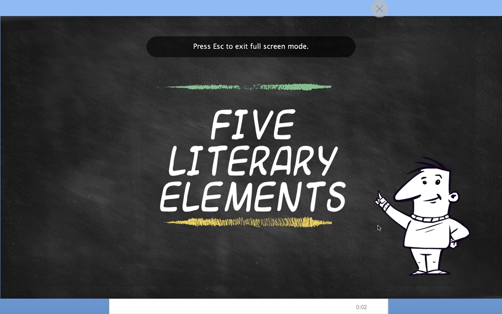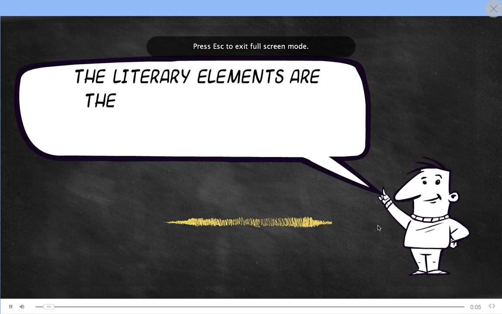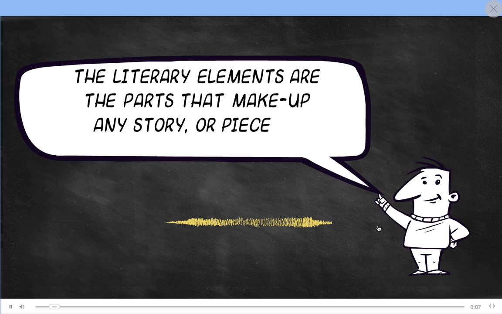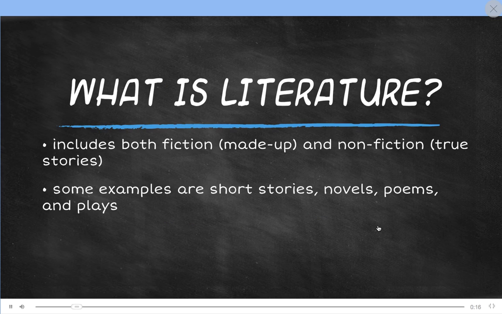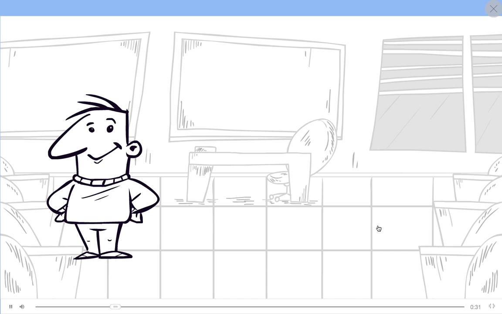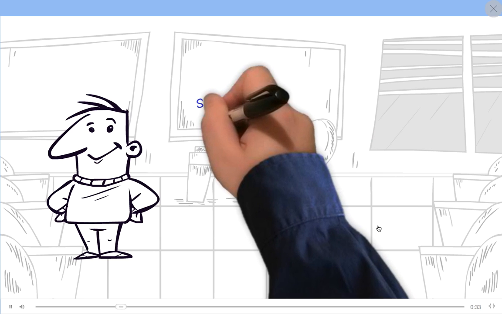So the literary elements are really just the parts or pieces that make up the literature that we read. I think the next big question that we need to answer, though, is what is literature before we look at its parts and pieces. Literature includes both fiction, which is made up, and nonfiction, which is true. I like to remember that fiction is fake. They both start with F. And there's some examples of the types of literature that we're going to read this year. So the literary elements are found in both fiction and nonfiction.